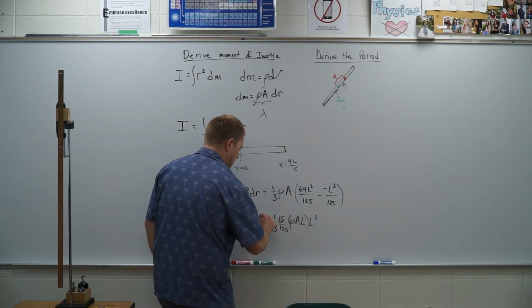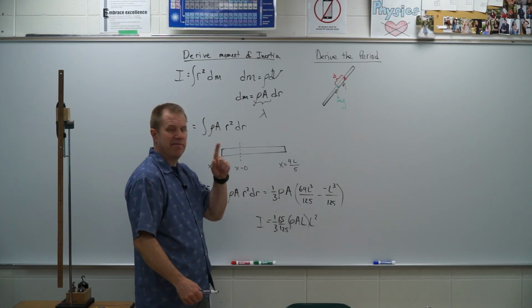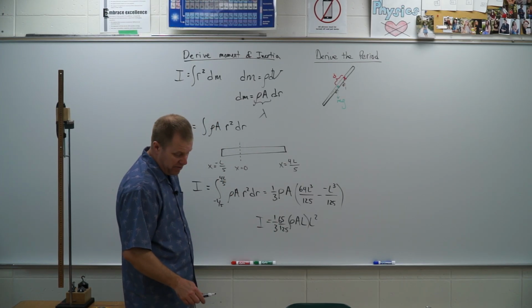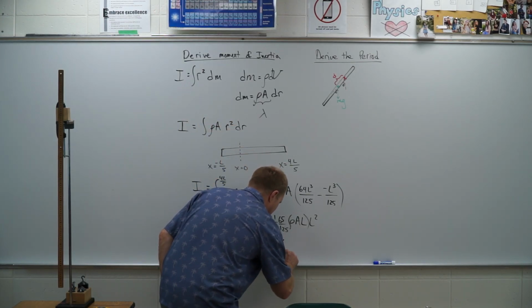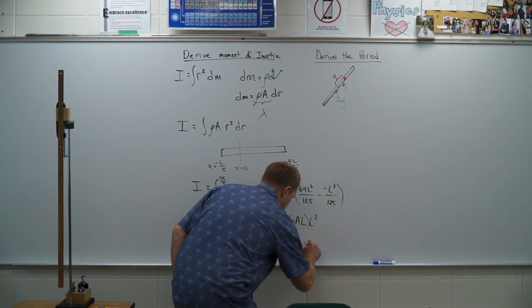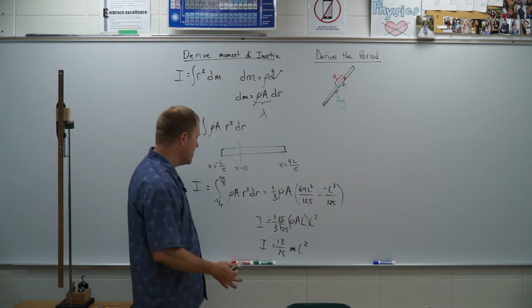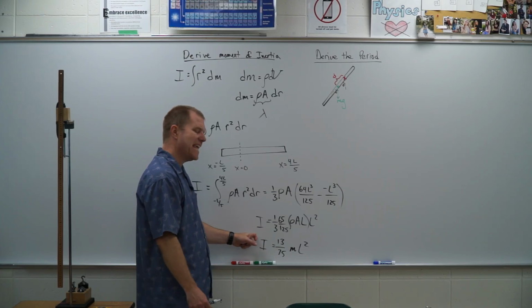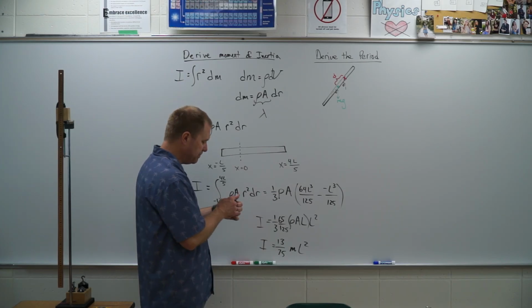Type this in your calculator, hit that fraction button, and you end up with a fraction of 13/75, of course. So 13/75 m L squared. If you do it for the 1/3 length, you should end up with 1/9 m L squared for our I value for that point.